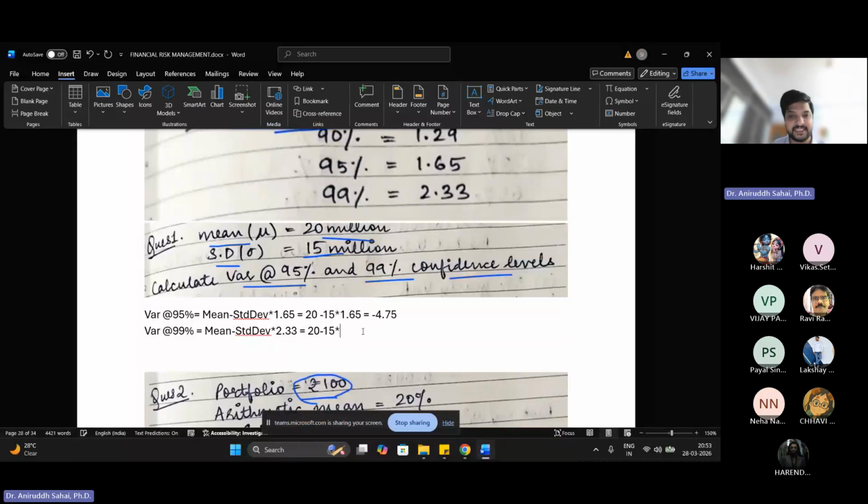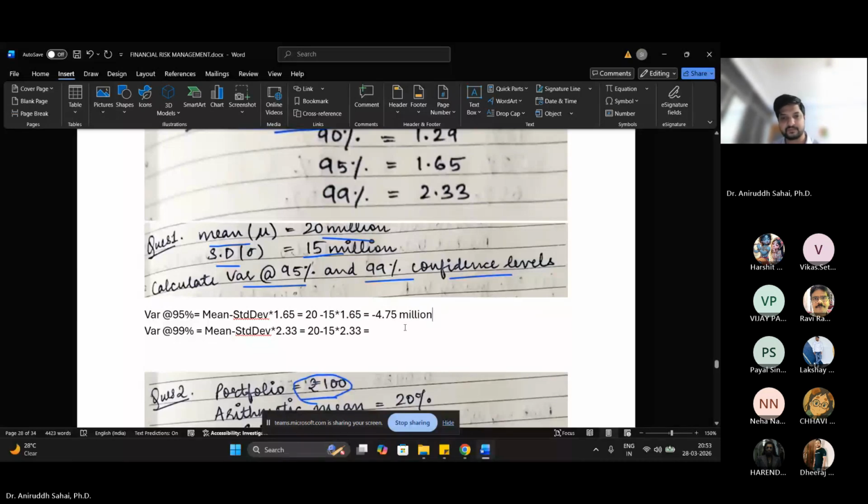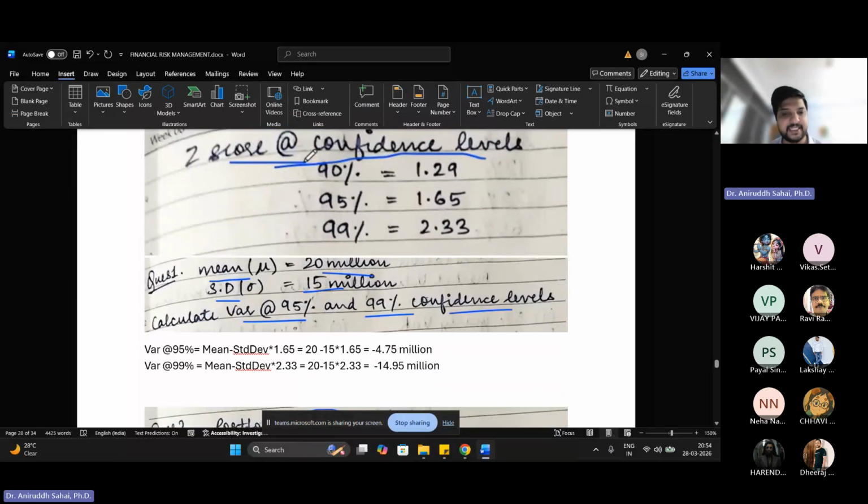Instead of 1.65, you will take 2.33. I'll tell you the interpretation, and from that, things will become clear to you. How much is this? 14.95, minus 14.95. ठीक है. Okay. Now you should understand the interpretation of this.